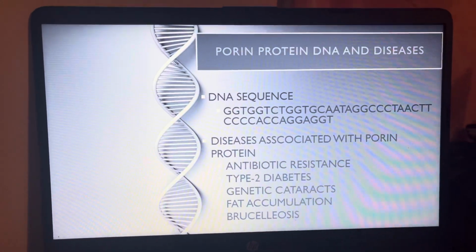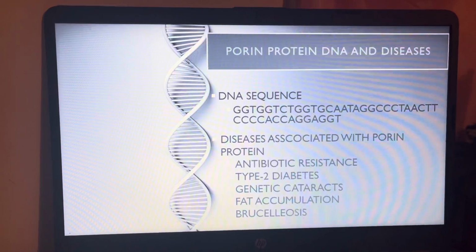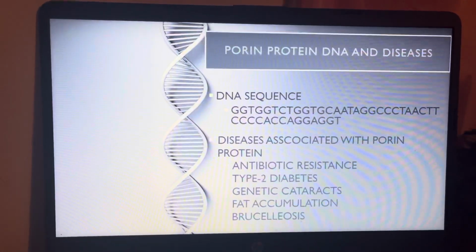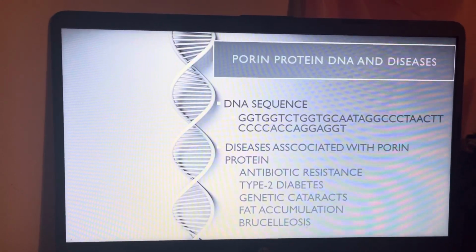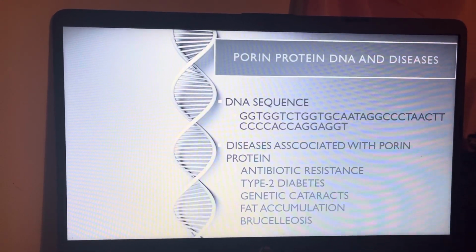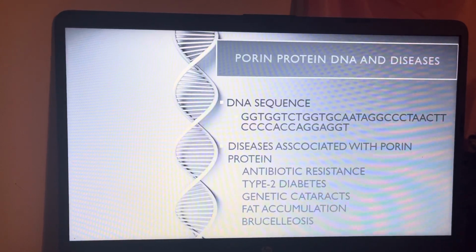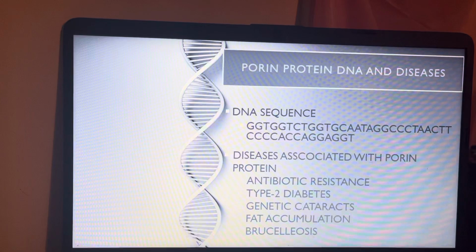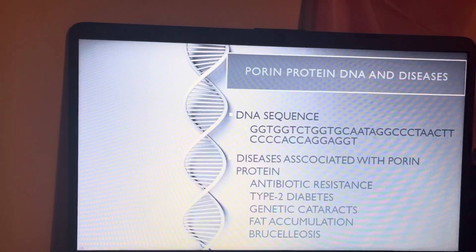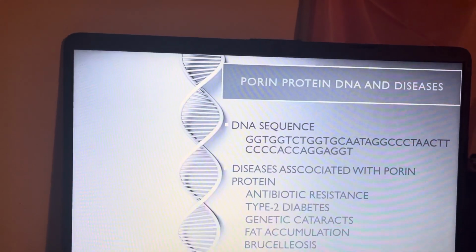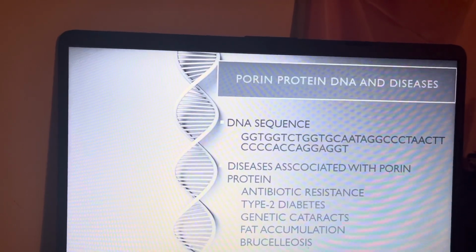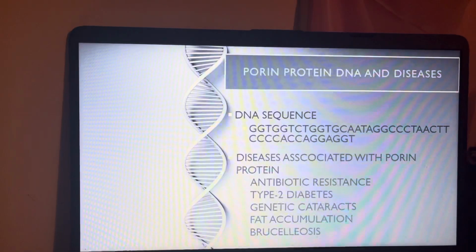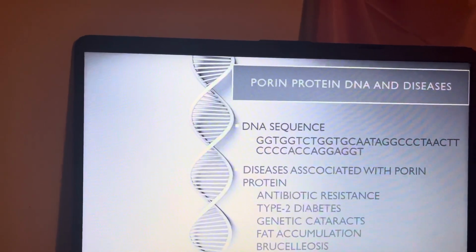The DNA sequence of porin proteins is in this slide. It is GGT, GGT, CT, GGT, G, CAA, TA, GG, CCC, TAA, CTT, CCC, ACC, AGGA, GGT. There are multiple diseases associated with porin protein.